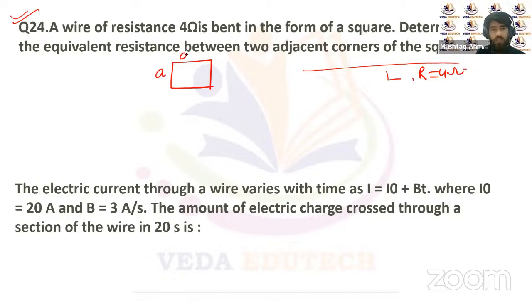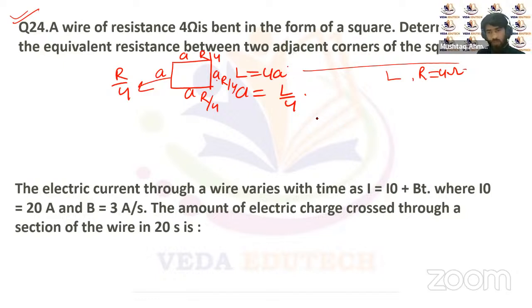So each side is A. It means that this L must be equal to 4A, or we can say A is equal to L upon 4. So the length of each wire is 1/4 of the previous length. So it means that the resistance of each side will also be equal to R by 4, right? R by 4, R by 4.